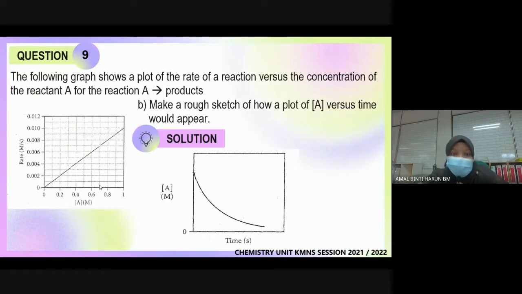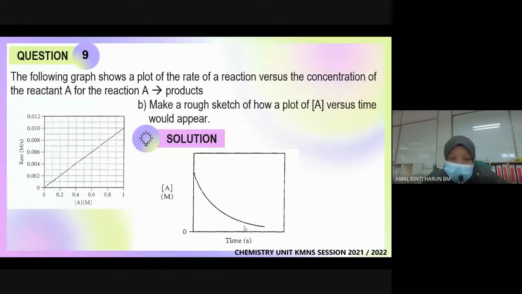Make a rough sketch of how a plot A versus time would appear. So, kita nak buat A versus time. Kita plot concentration A versus time semakin berkurang. That is a rough sketch only. Okay. So, kalau zero order, first order, second order, graph concentration versus time, macam ni lah. Semakin berkurang macam ni. Tapi berapa panjang dia, lengkung dia macam mana, curve dia bentuk sama.